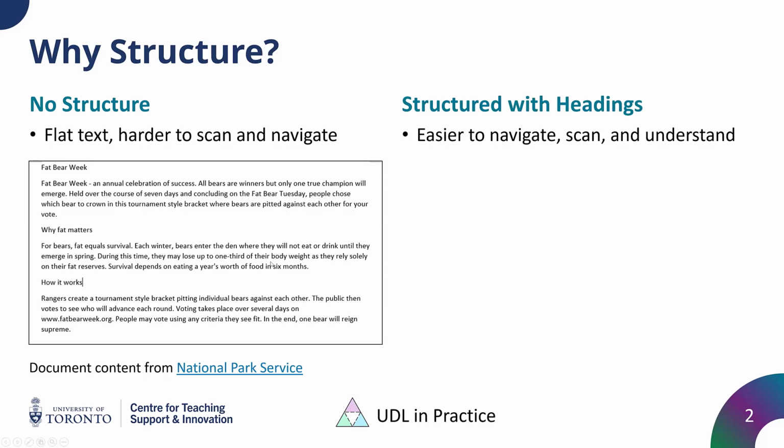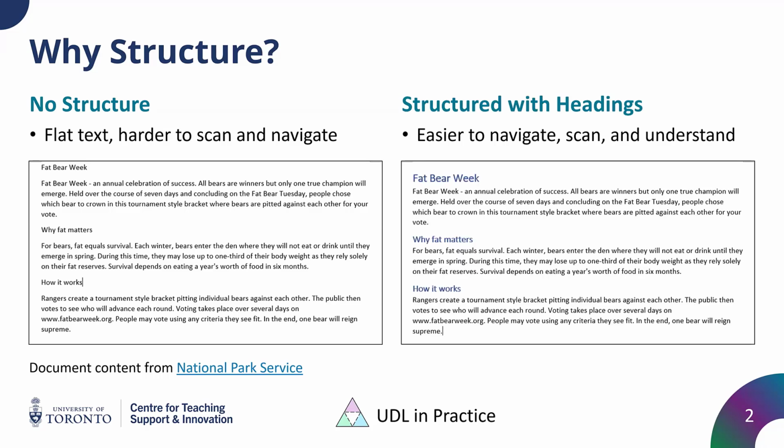Now, when we do use headings, the document becomes easier to navigate, scan, and understand. So on the right-hand side now is the same information about Fat Bear Week using heading levels 1 and 2. And so right away, if you were skimming the document, you might notice that this document is about Fat Bear Week, and there's a section about why fat matters and how it works. So using headings really helps with visual hierarchy, helping users scan and make sense of what the document is about. Also, more importantly, screen readers can now navigate the information section by section.